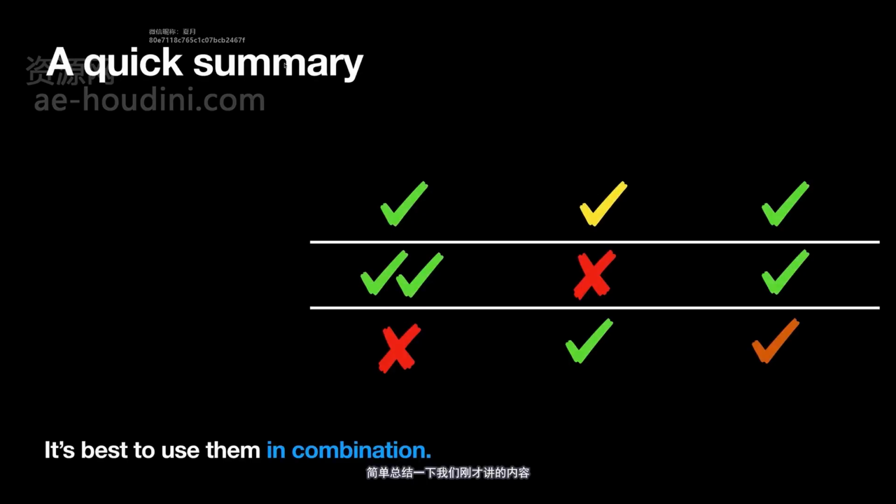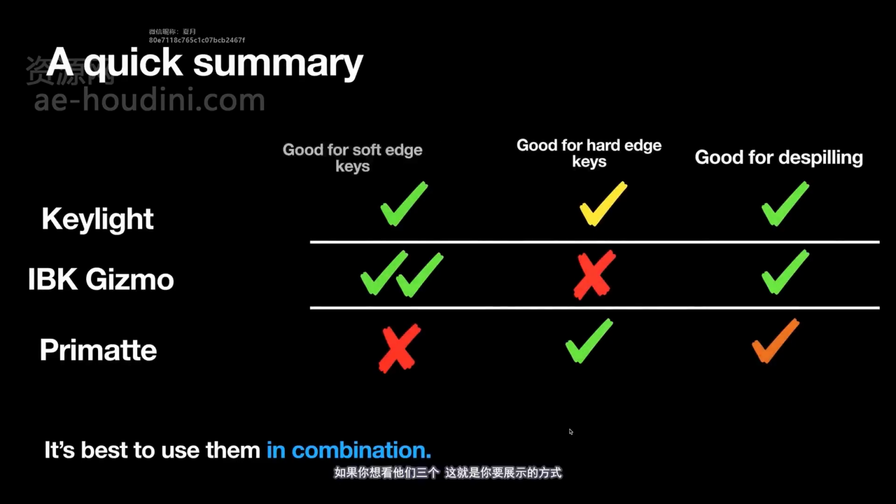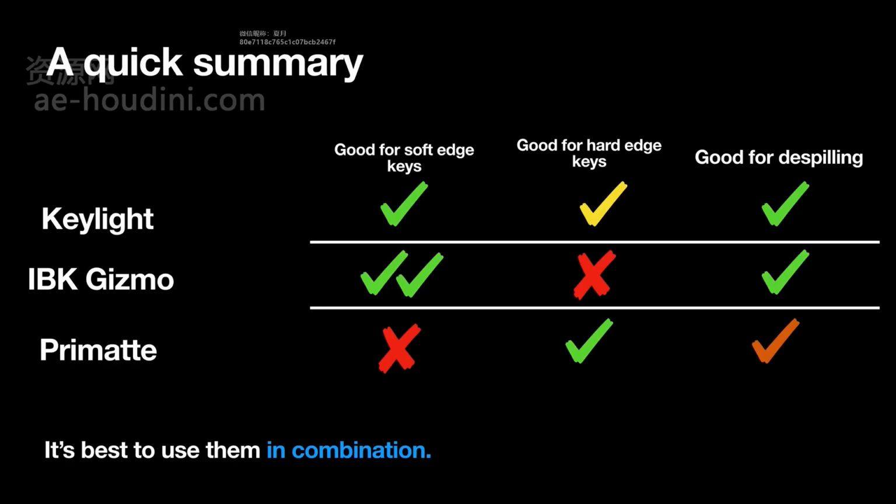So a quick summary of what we just talked about. We have the three keyers, and they have different strengths and weaknesses. And this is kind of how you would lay it out if you wanted to see the three of them. So again, we have the Keylight, which is good for soft edge keys, and the IBK. So IBK is excellent at this, so I put two little check marks there. But you can see if we're trying to get tricky details, hair detail, the things that are going to make you trip a little bit when you're trying to get a good key, these two are really the go-tos to try to solve that problem as your first thing to try.